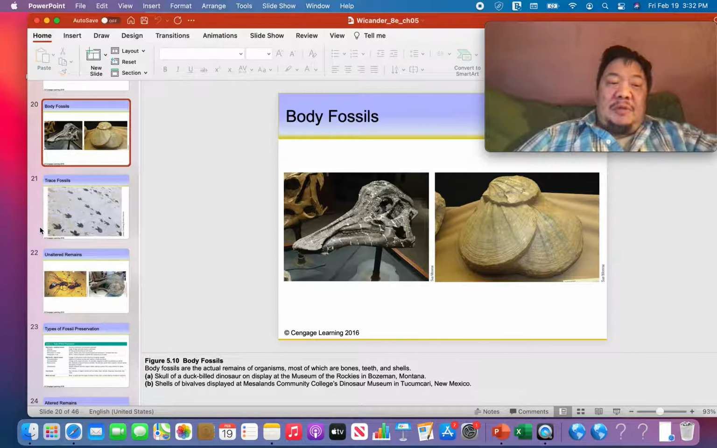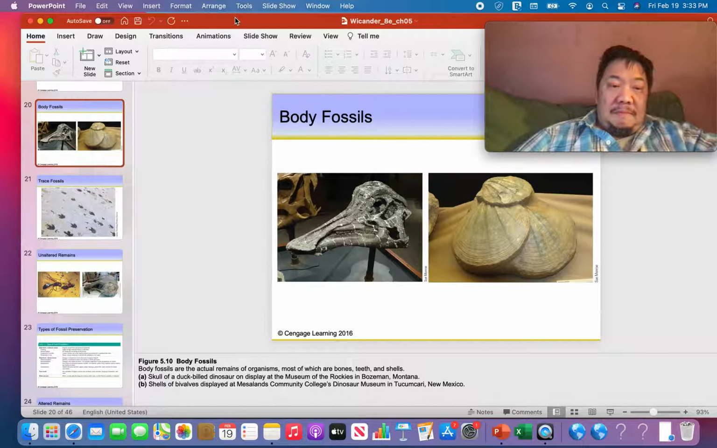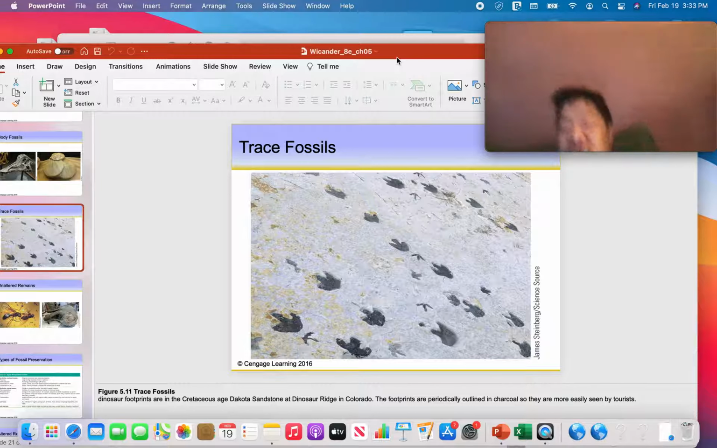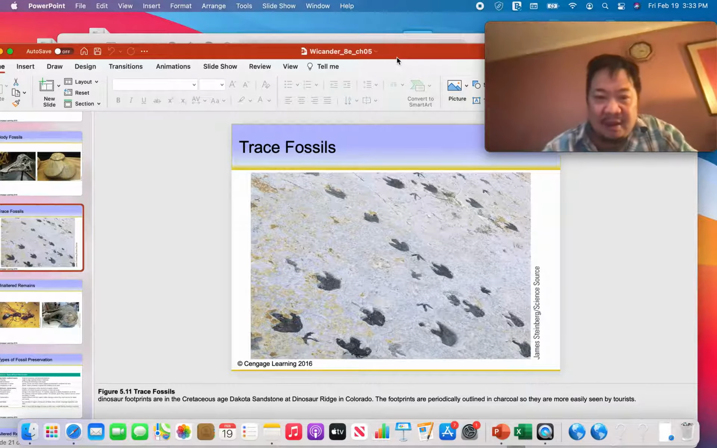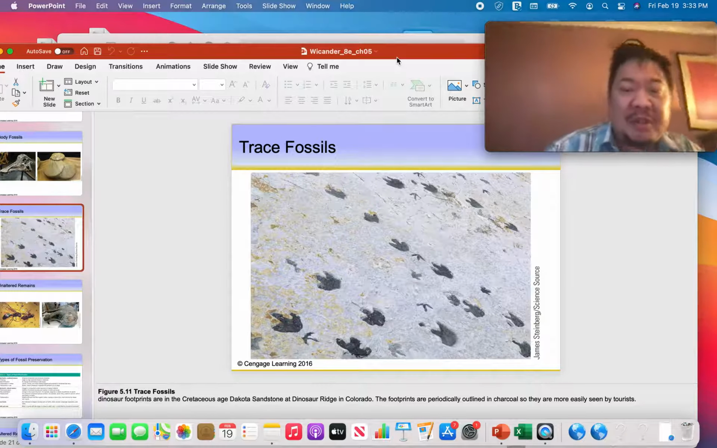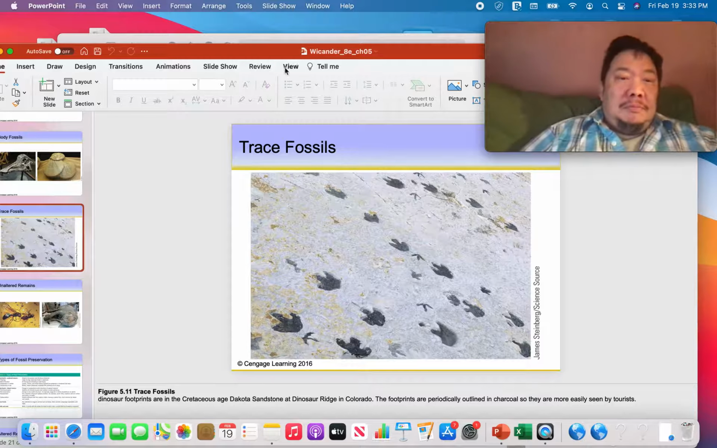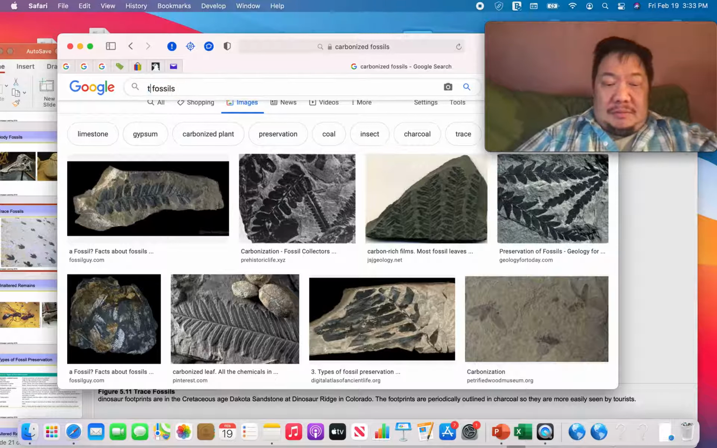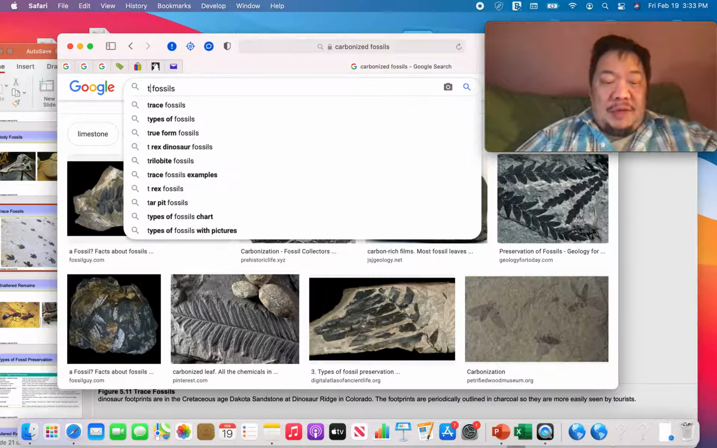So I showed you some typical types of hard body parts. Now let's take a look at trace fossils. Trace fossils are indirect evidence of past life, such as what? Footprints. Okay, footprints are a typical type of trace fossil. What else can you think of that would be a trace fossil?